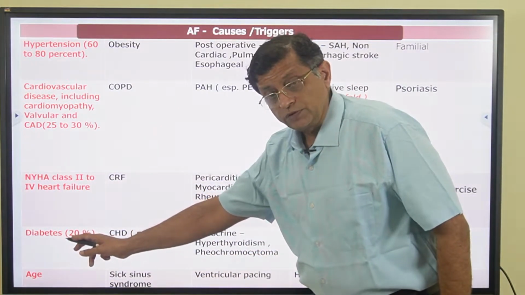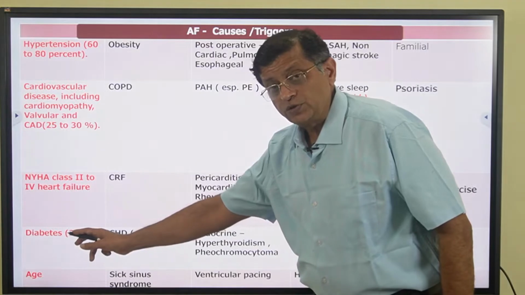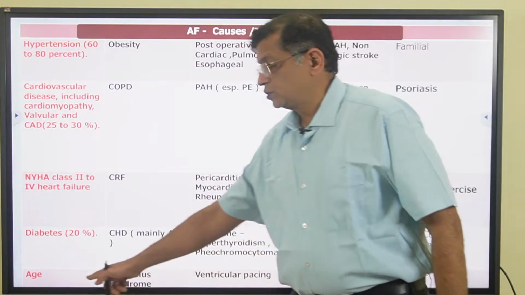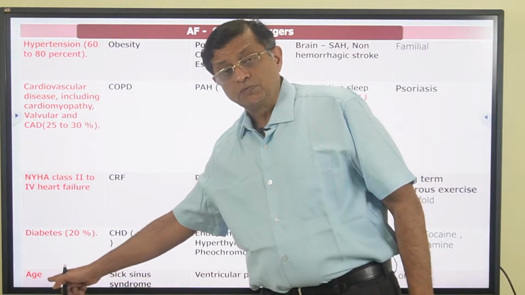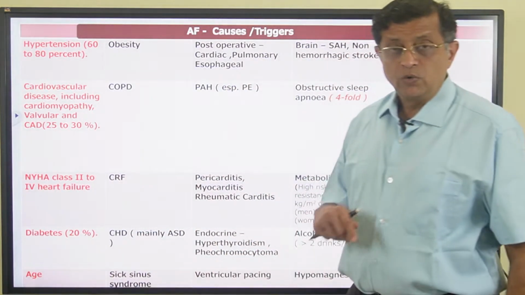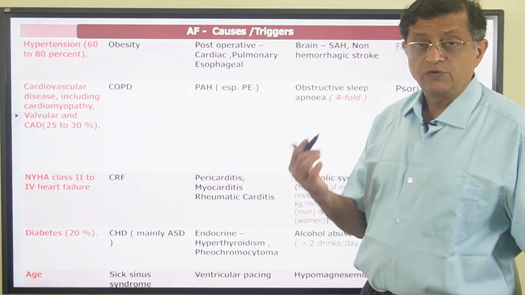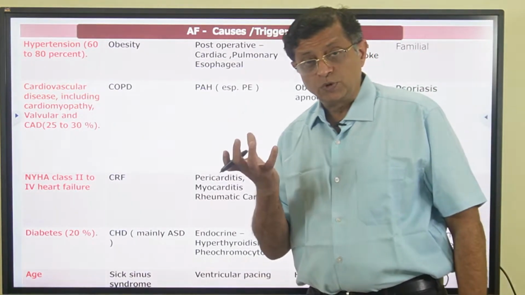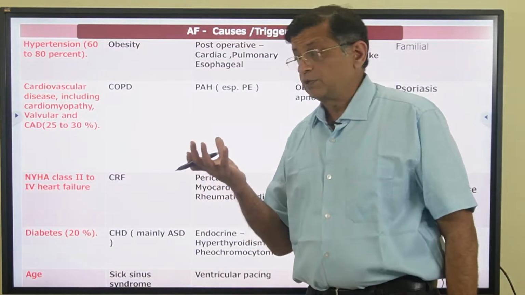Diabetes is also an important risk factor. 20% of patients with atrial fibrillation will have diabetes. And age is the most important factor, because above 80 years of age, 5 to 15% of people will have atrial fibrillation, because age causes fibrosis and fibrosis causes atrial fibrillation.